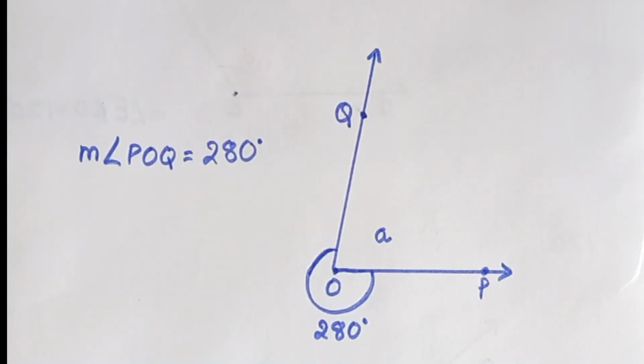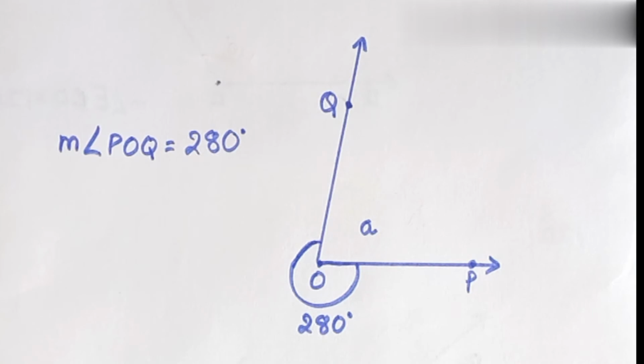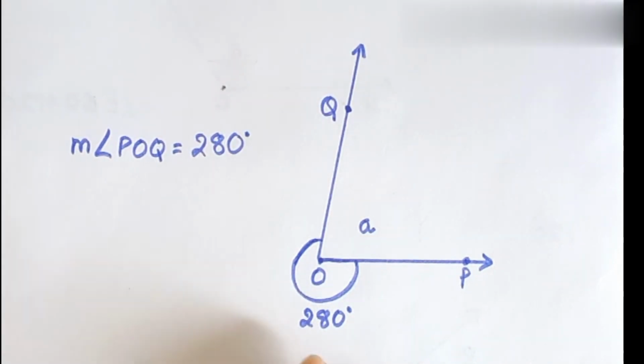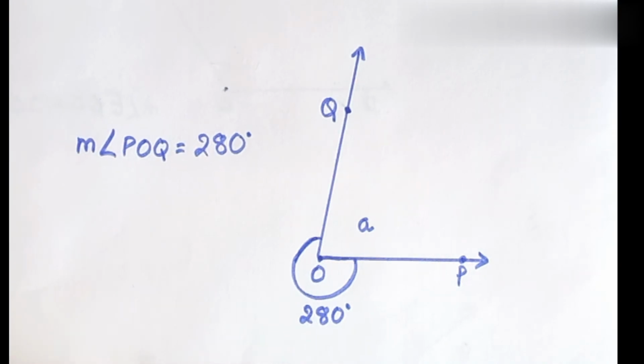Friends, before I start how to draw a reflex angle, I want to show you how it looks like. I have taken one example. Construct an angle of 280 degree. Now 280 degree is more than 180, so this is a reflex angle. You can see here the reflex angle looks like this.